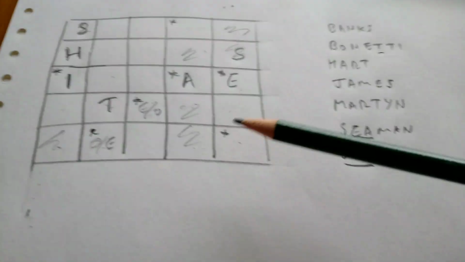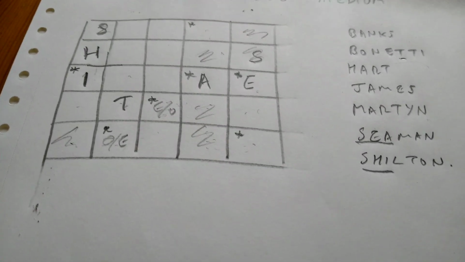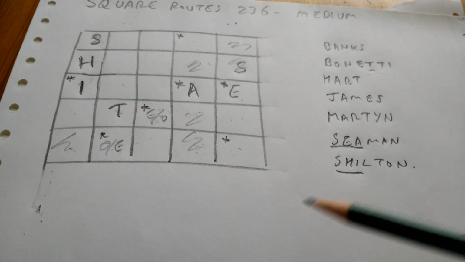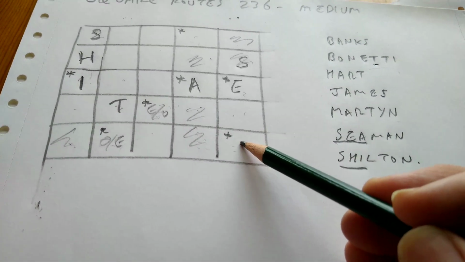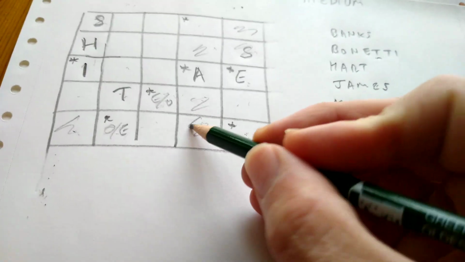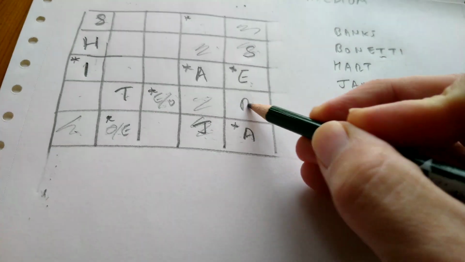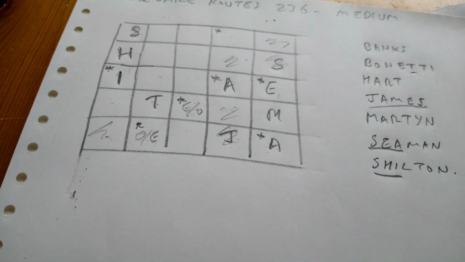Thinking about what we've got left, these starting squares, and the words we've got left. Well, I'm going to take a bit of an educated guess here. There was no real logic, but looking at this ES, and the availability of this vowel, I thought probably James would fit nicely in here. So we can put James in with reasonable confidence.